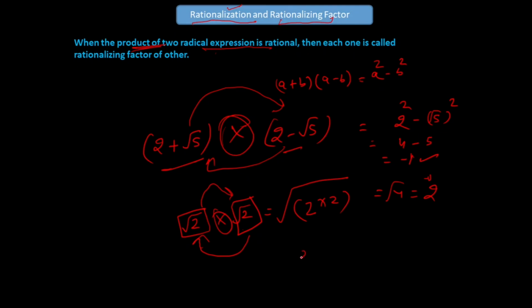Okay, let me take one more example. This is root 2, this is root 3. Both are radical expressions, both are irrational numbers. But if I multiply them, will I get a rational number? No. It means I can't say this is the rationalizing factor of this value or this is the rationalizing factor of that value. This result must be a rational number. If that is a rational number, then one of these two radical expressions is called the rationalizing factor of the other. Let me take one more example on this because this is a very important concept.